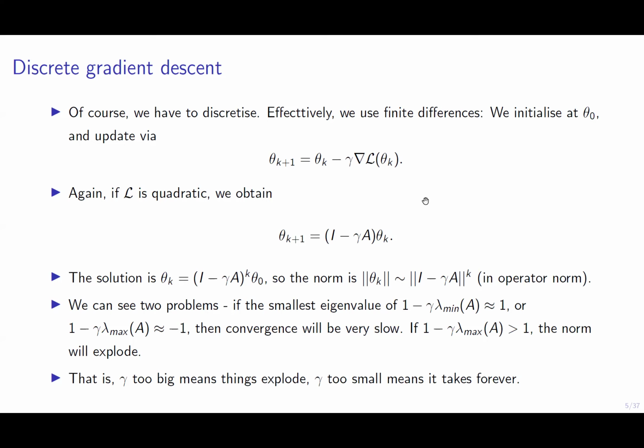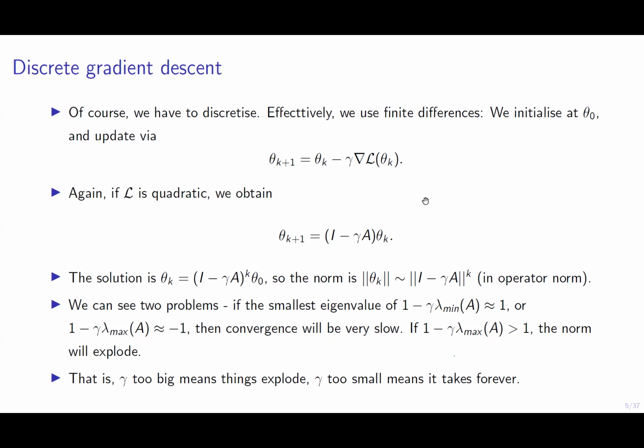Again, if we think of a quadratic loss, the same loss that we had before, just half theta dot A theta, what is the recurrence relationship that we have for theta? Now it's of this form: theta k plus 1 can be written as the identity minus this number times the matrix A applied to the previous value.